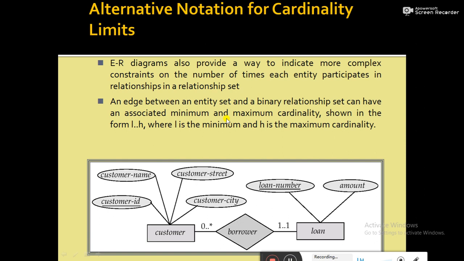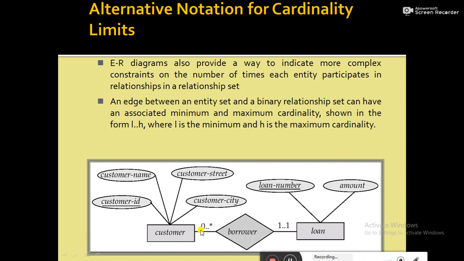Then the next topic: we can represent the mapping cardinality, or the cardinality ratio, in an ER diagram in another alternate way, with the help of limits. We can represent the mapping cardinality in an ER diagram apart from a directed line. We can represent it in the form of L..H, where L is the minimum cardinality and H is the maximum cardinality, and you have to put the L..H on the edge, above the line.